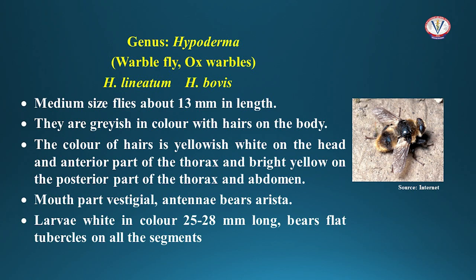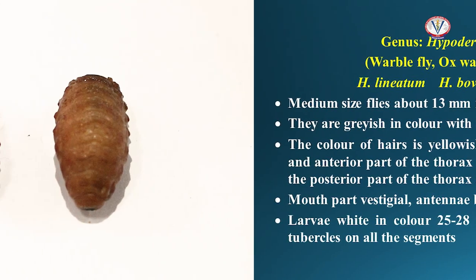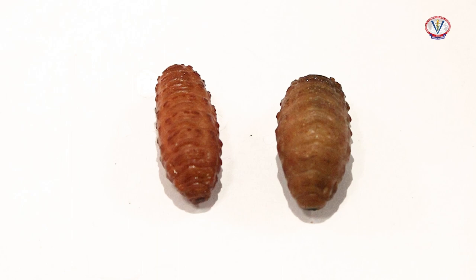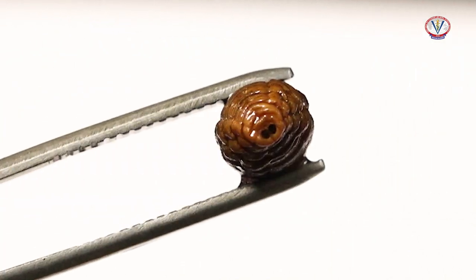Mouth parts are vestigial, the antenna bears arista. Larva is white in color, around 25 to 28 millimeter long, and it bears flat tubercles on all the segments.